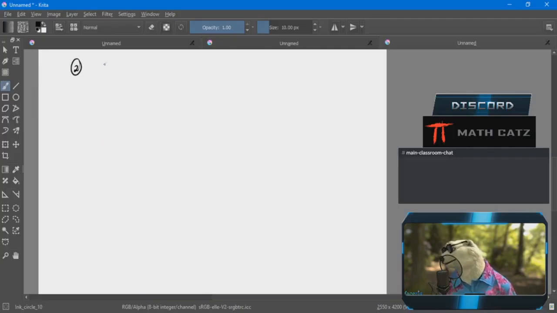Number 2, root 1 minus x, and nothing else. So that is an ugly x. Let me fix that. Better.